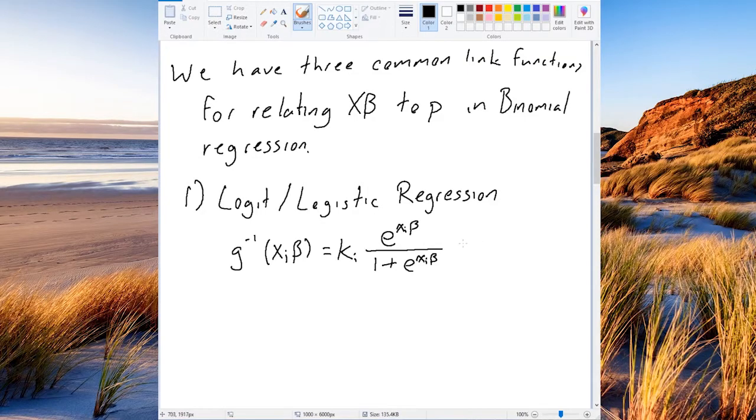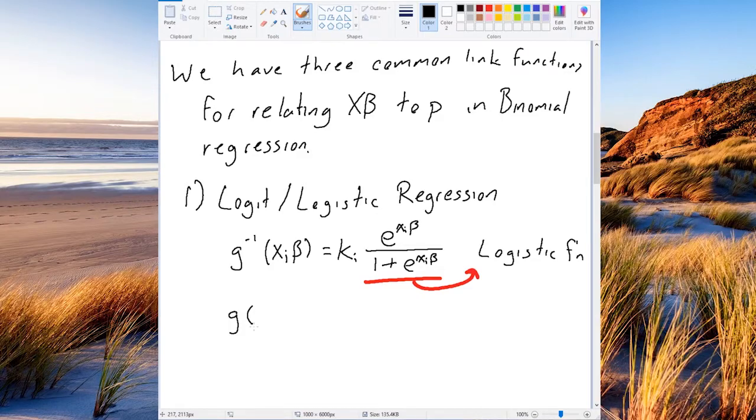But this piece here is what we call a logistic function. So this is where that name logistic regression comes from. So if I've got g inverse of xi beta equal to this, well, now I also want to talk about the function g itself.